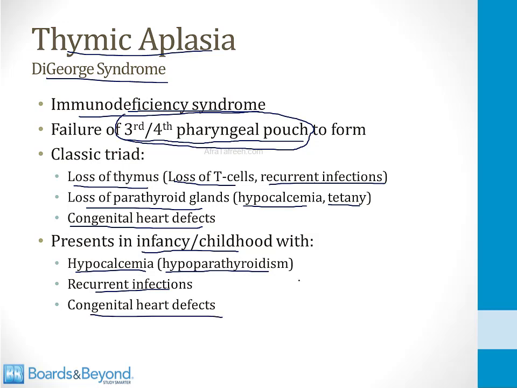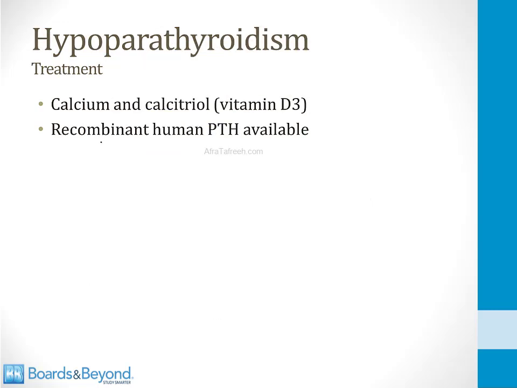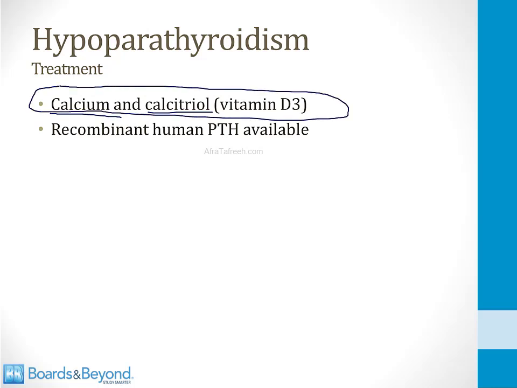heart defects. The treatment for hypoparathyroidism is to supplement calcium and the active form of vitamin D, which is calcitriol. If patients take enough calcium and vitamin D, they will function normally despite not having an active parathyroid gland. There is a recombinant version of human parathyroid hormone that is available, but often it's not needed because if you supplement calcium and vitamin D, that's enough.